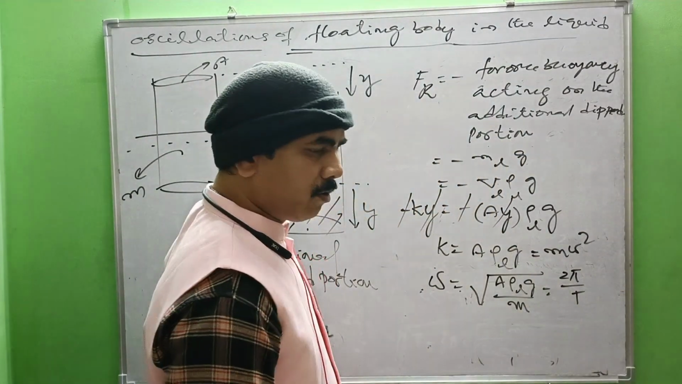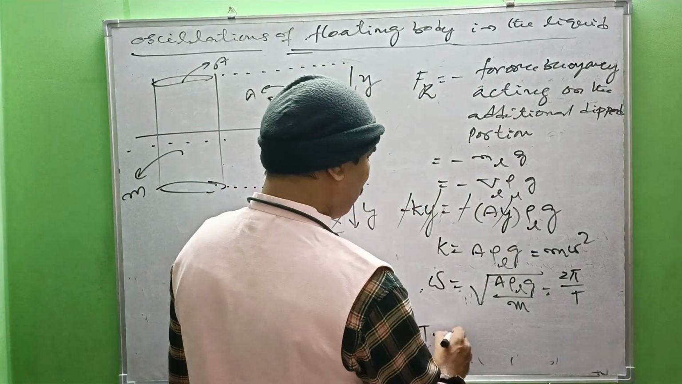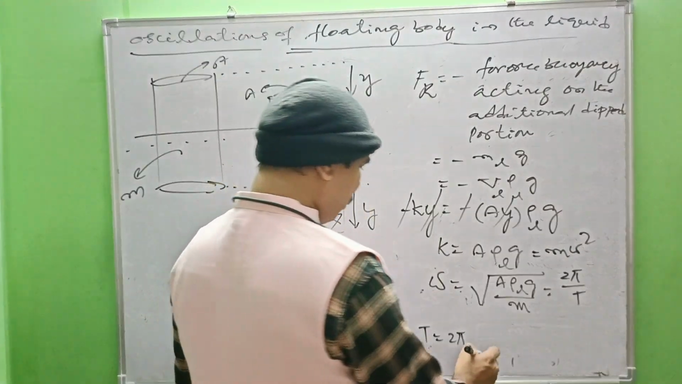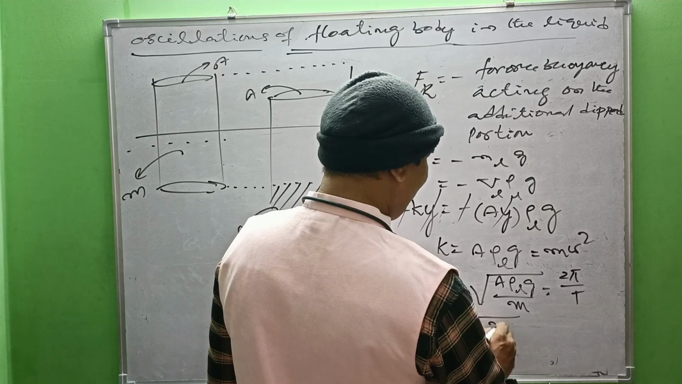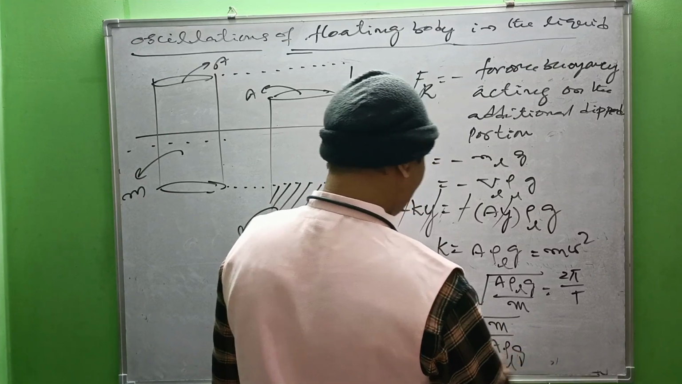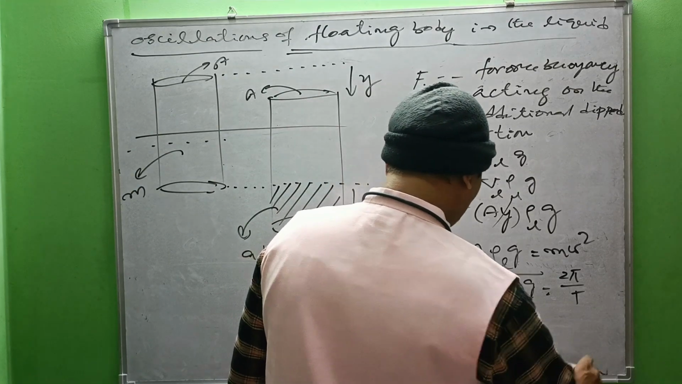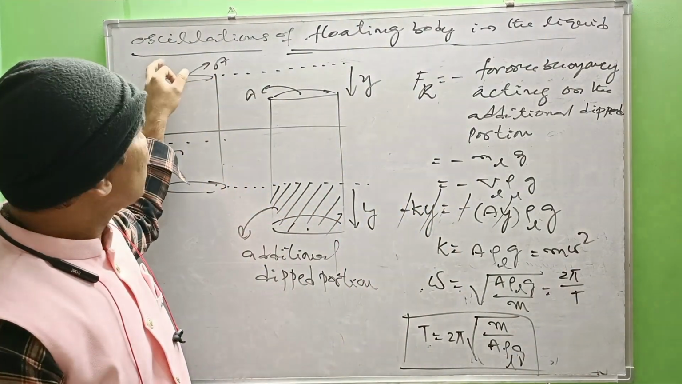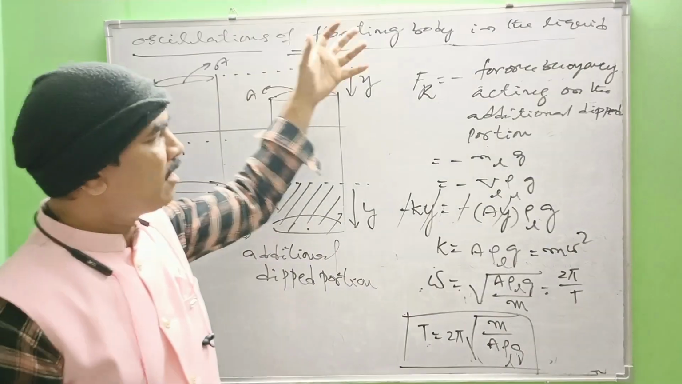Now T equals 2 pi into root over m by A rho L g. So this is the ultimate expression for the period of oscillation of a floating body in the liquid.